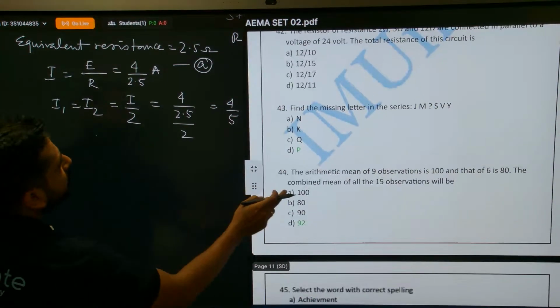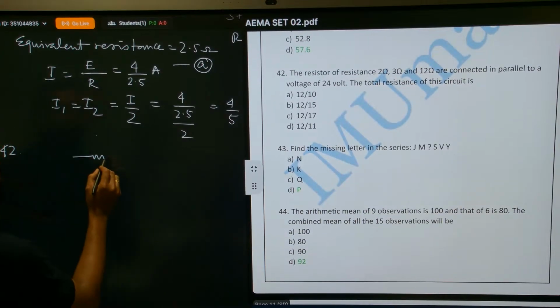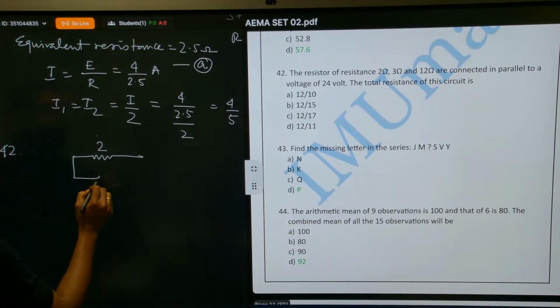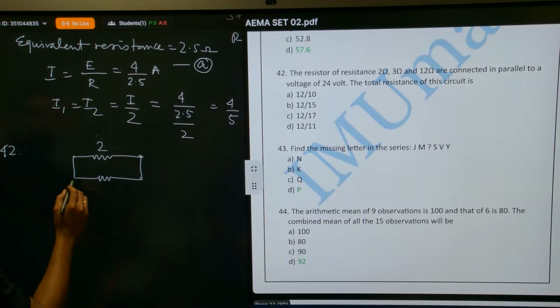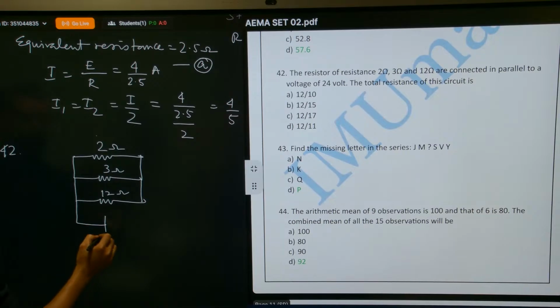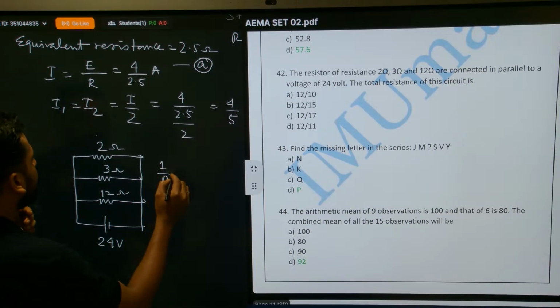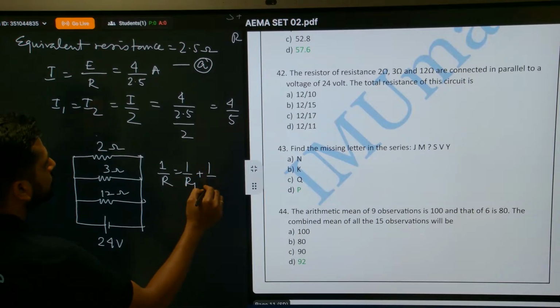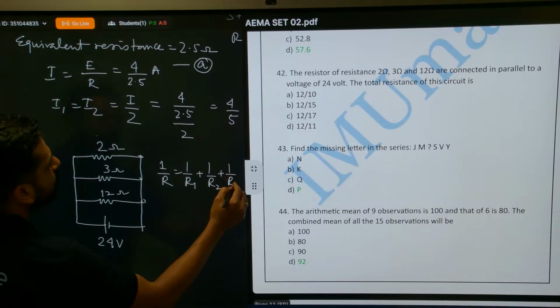So let's draw the circuit. How much? 2, then a 3 and a 12, no? They are connected in parallel with a voltage of 24 volt. They just asked for the resistance. What will be the resistance? 1 over R would be 1 by R1, 1 by R2, 1 over R3.